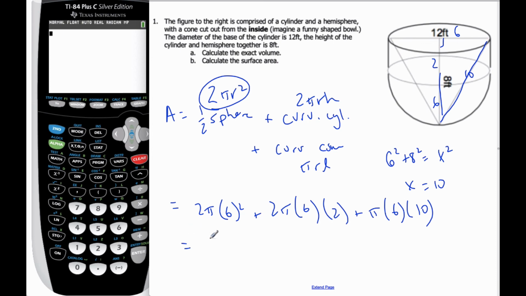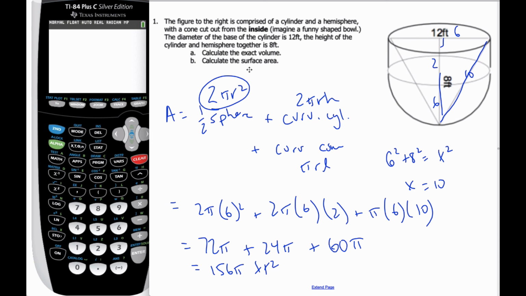If we figure all this out, I get 36 times 2 is 72π, plus 12 times 2 is 24π, and I am adding this surface. I would have to paint it, so surface area is where you would consider painting the surfaces. And that is going to be 60π. When I put it together, it is 156π feet squared.